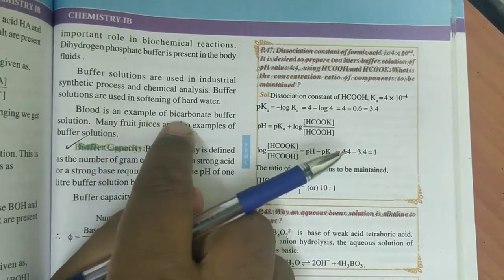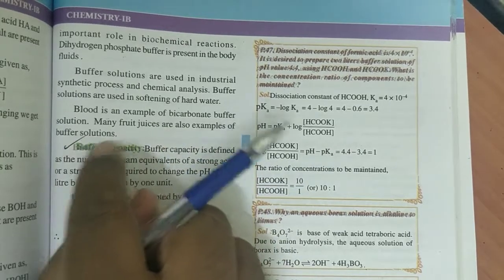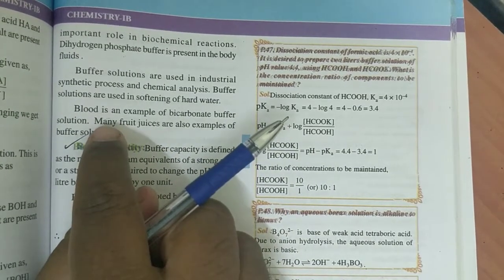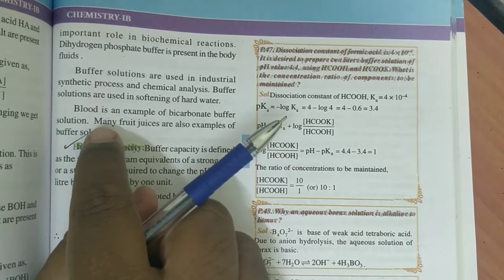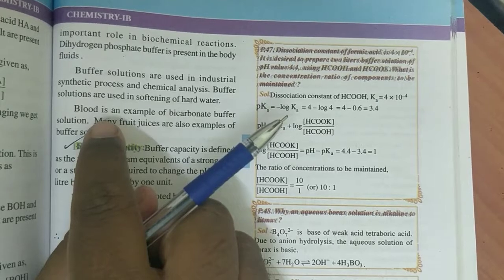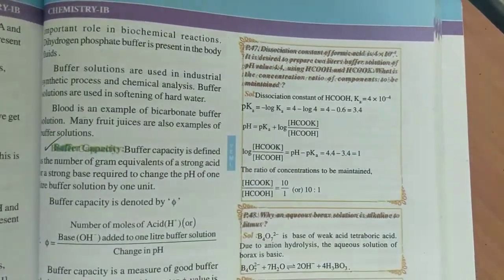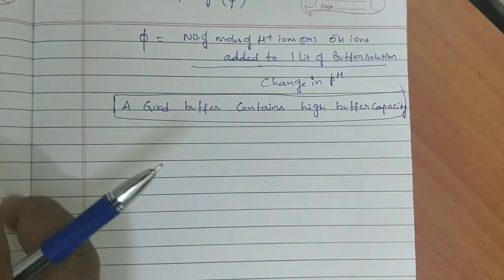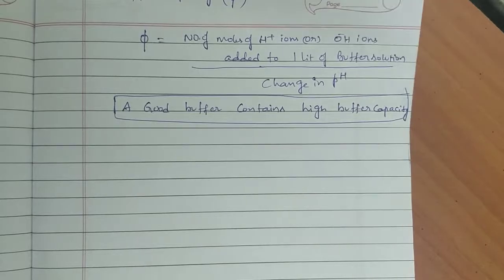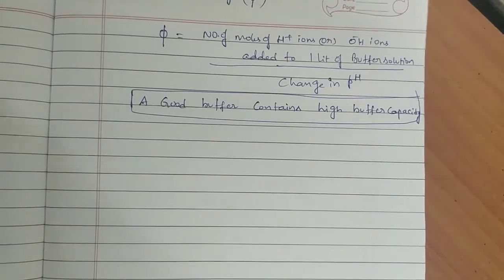Blood is an example of bicarbonate buffer solution. Many fruit juices are also examples of buffer solutions. That's why even if you drink an acidic or basic solution, our blood pH is not going to be affected. Is it okay? Blood is an example of bicarbonate buffer solution. This is the thing about buffer solutions. I hope you are clear.